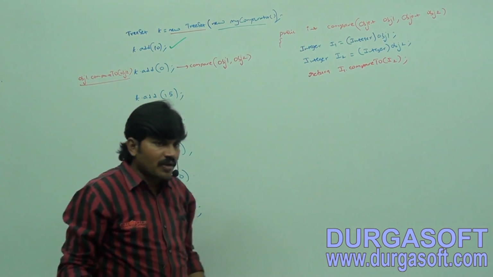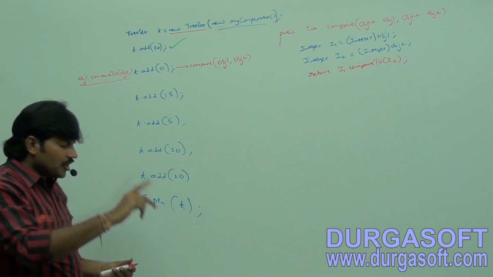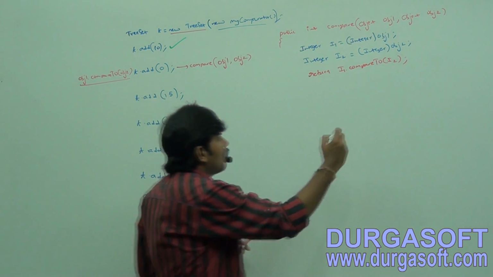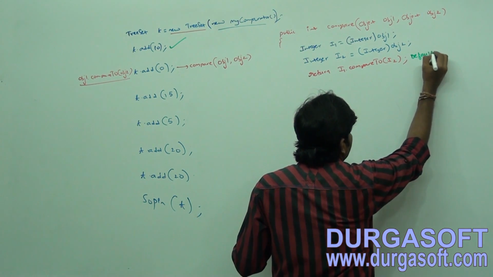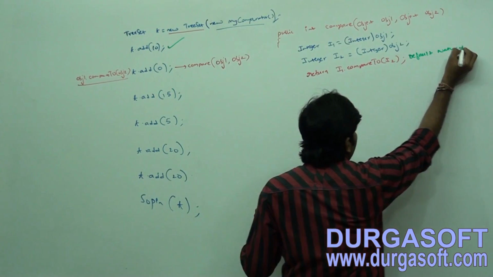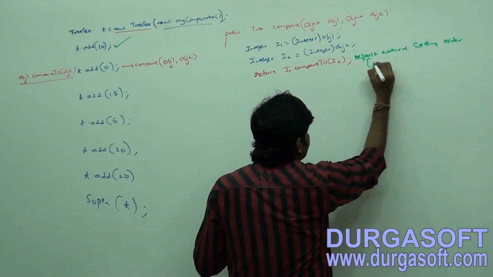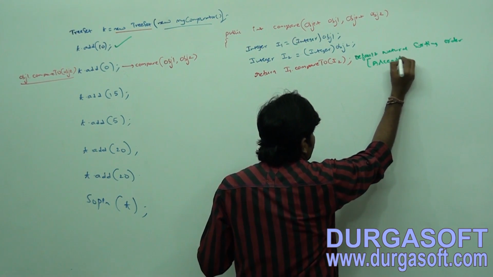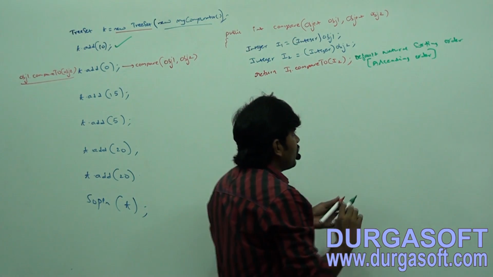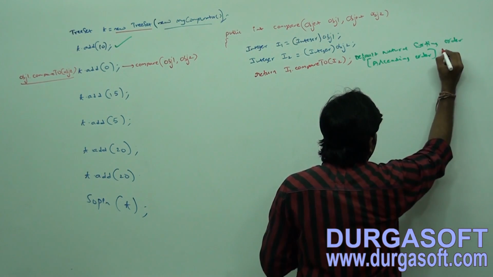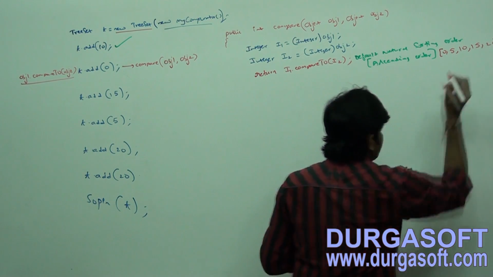Can you tell what output I will get now? Default natural sorting order. Default natural sorting order means ascending order. So the output is 0, 5, 10, 15, 20.